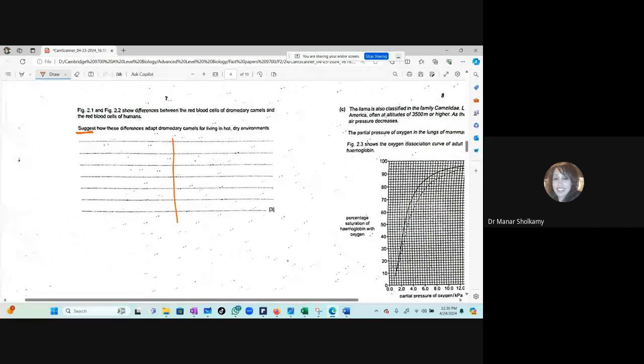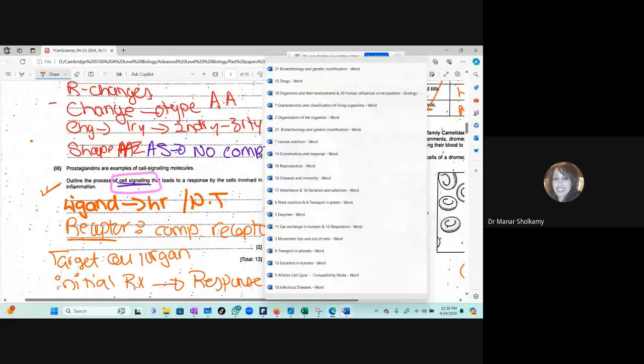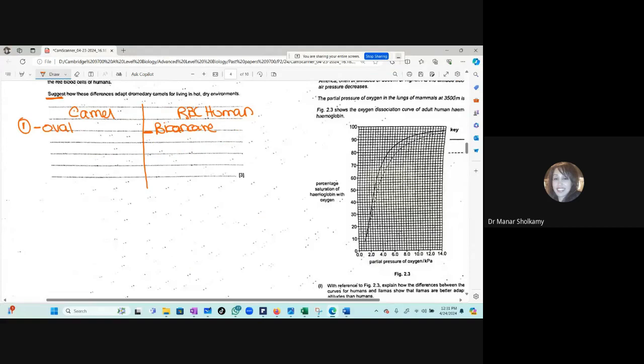Let's make a table, and we will compare the red blood cell of the camel with the red blood cell of the human. What I can see, the very obvious difference, is that the camel red blood cell is oval, so the difference is very obvious in shape. And that of the human, what is the shape? Biconcave. This is an obvious difference. So the camel has an oval red blood cell, and the human red blood cell is biconcave. And you think of how the oval red blood cell is going to help in dehydration?